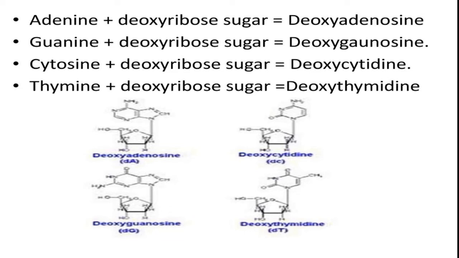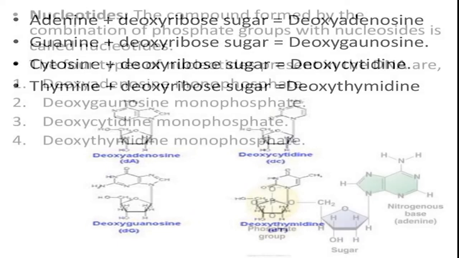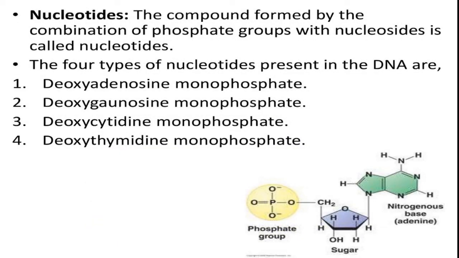So these are nucleosides. The next one is nucleotides. We have already studied nucleosides. Now we are going to study nucleotides. Nucleotides are nothing but a combination of a phosphate group, a sugar group, and a nitrogenous base. We have already known that a sugar and a nitrogenous base form a nucleoside. So a phosphate plus a nucleoside gives a nucleotide.